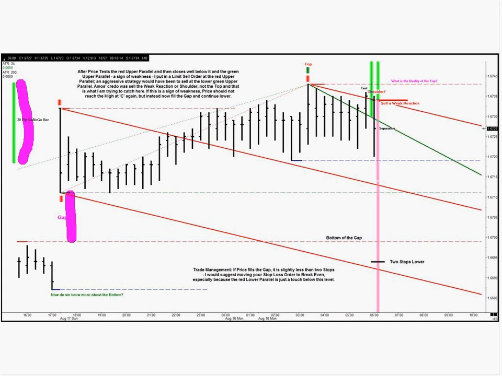The red median line comes from this high, this low, and this high. This is the top. The test of this red line right here is the top. This is the shoulder. I want to sell a weak reaction. So I'm willing to put in an order right here.